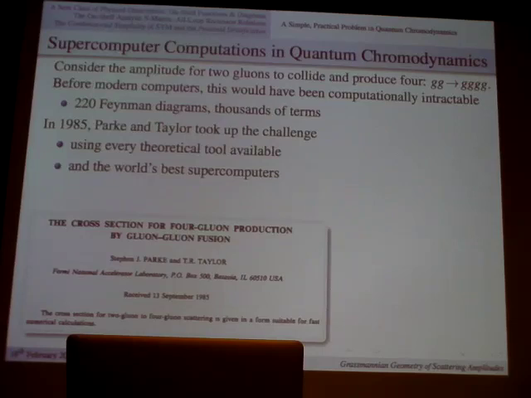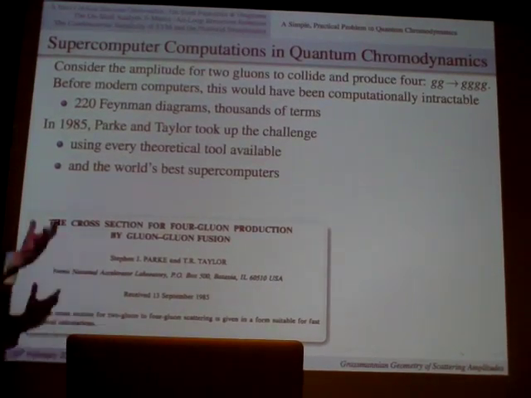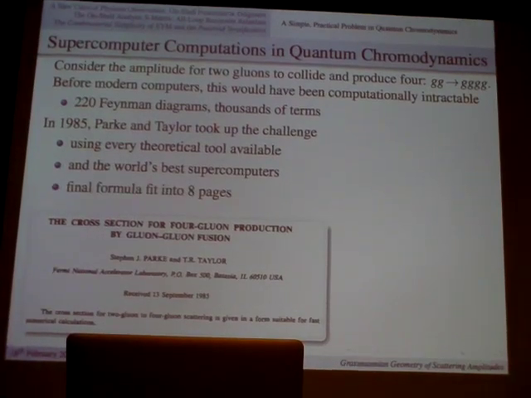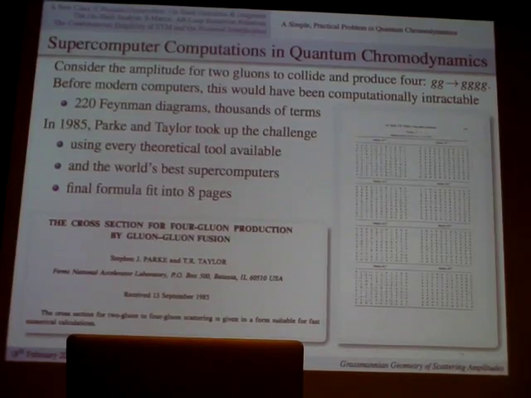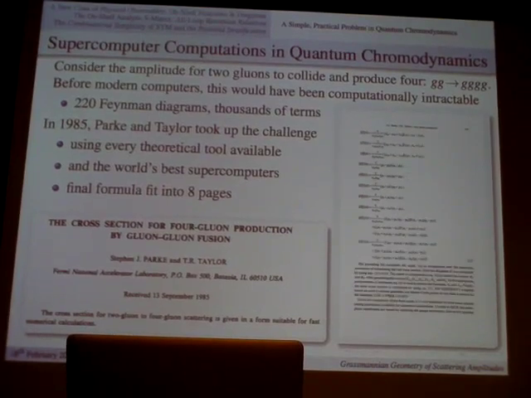And look at this abstract. Just one sentence. The cross-section for 2 gluon to 4 gluon scattering is given in a form suitable for fast numerical calculation. Okay, it's not a short paper, but you've never seen one more brief. Basically, it's just one formula that fits on 8 pages. And you don't need to read this, but this is what it looks like. These are some coefficients, and this is what the answer looks like.